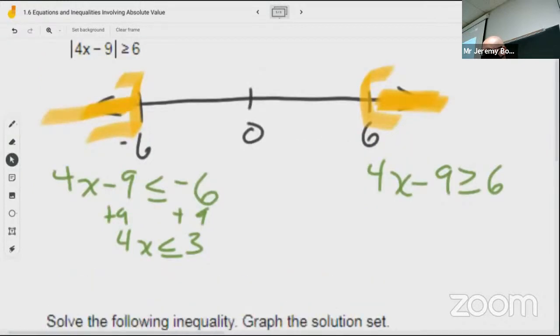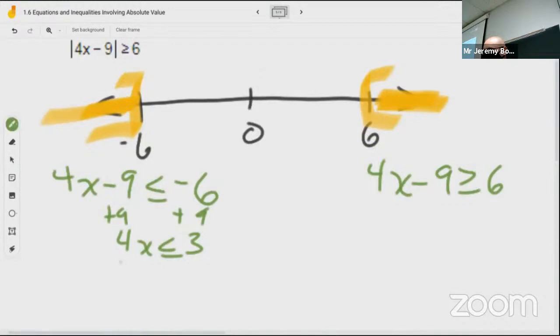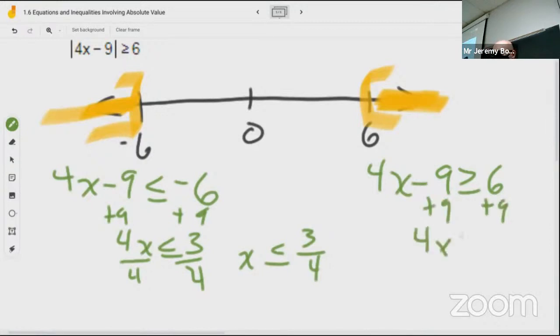Move these out the way. And divide by 4. And you get x is less than or equal to 3/4. Then on the other one, we'll add 9 to both sides. We'll get 4x is greater than or equal to 15. And divide by 4. And so you get x is greater than or equal to 15 over 4.